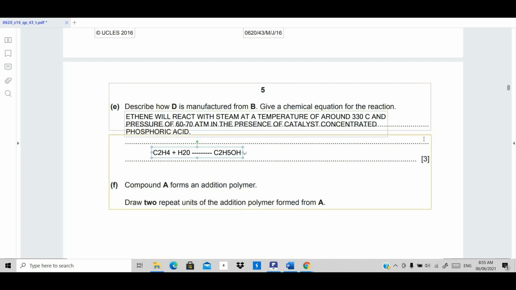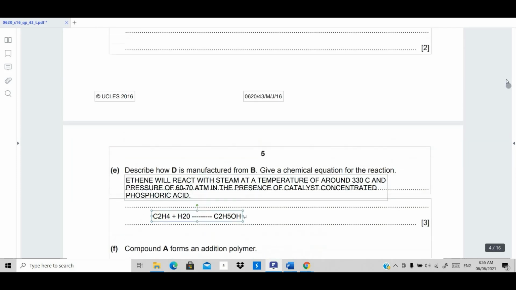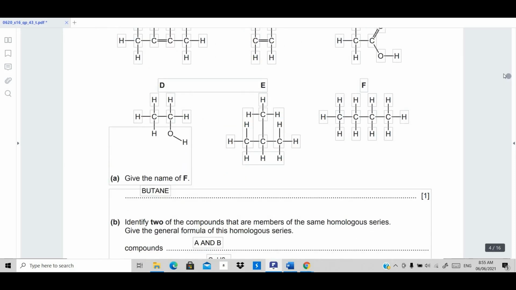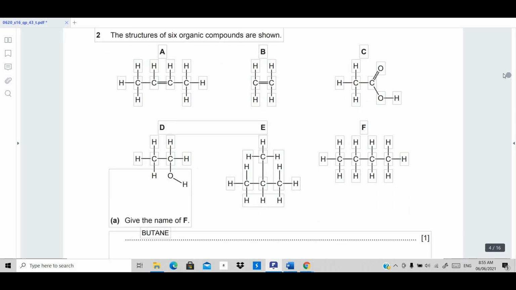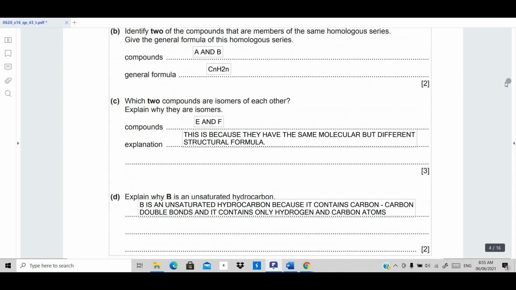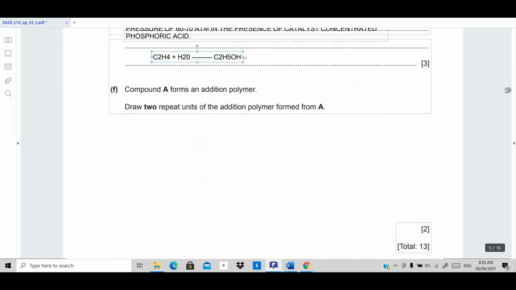Moving on to part F, compound A forms an addition polymer. What is compound A? Let me just check. Compound A is butene. Why butene? Because but- is for four carbon atoms, and -ene is because it contains a carbon-carbon double bond. Now we need to make it fast. So compound A forms an addition polymer. Draw two repeating units of the addition polymer formed from A.